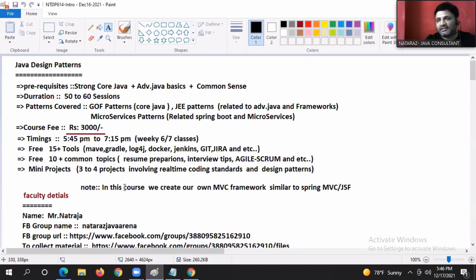And the most exciting thing is, as part of this course, we will be creating our own framework, an alternate to Spring MVC. That much depth we are going to study.